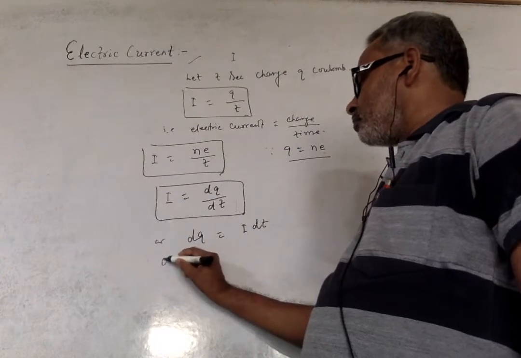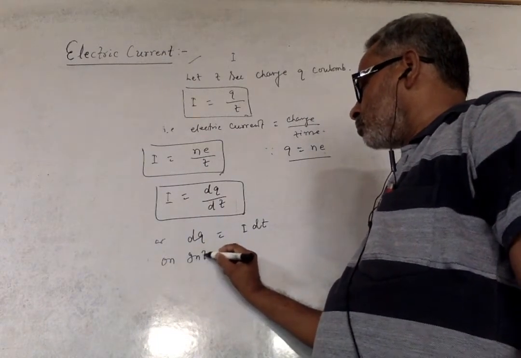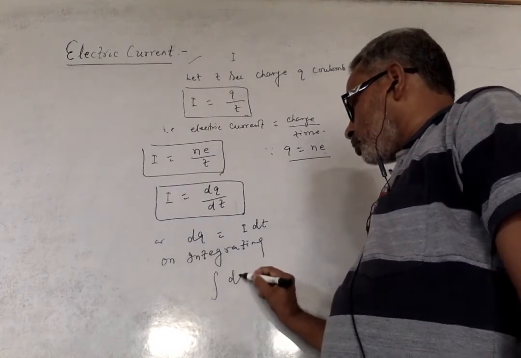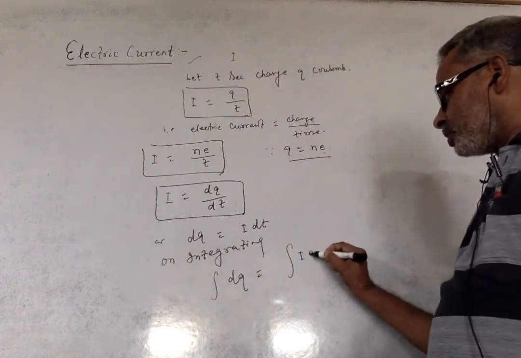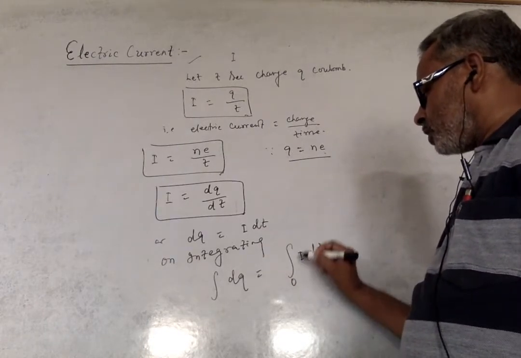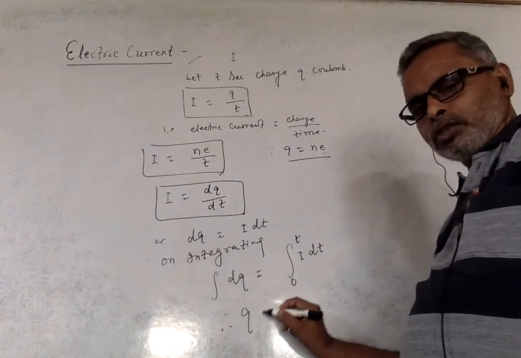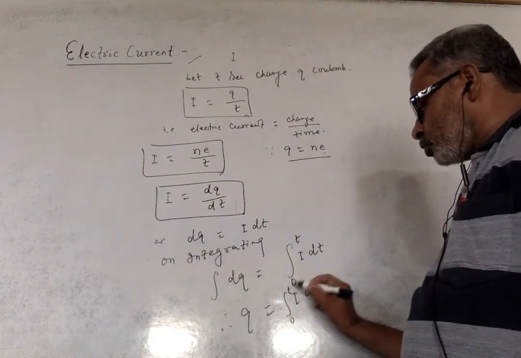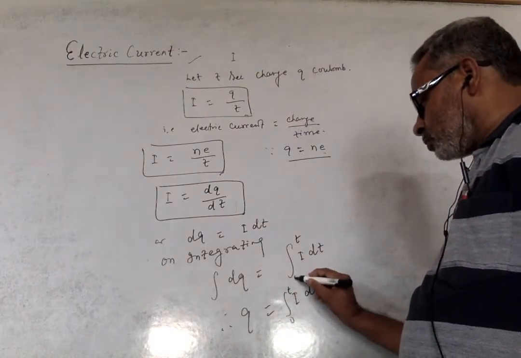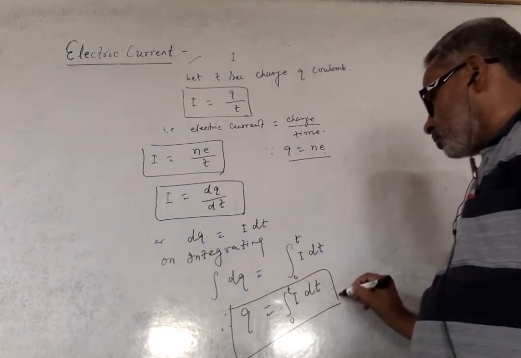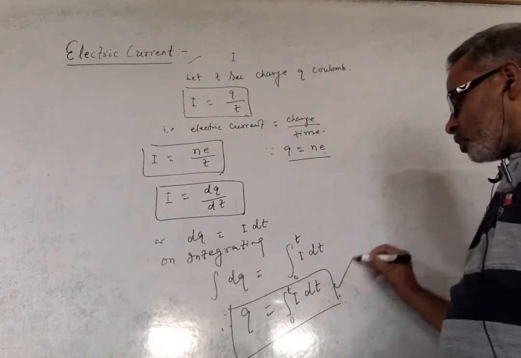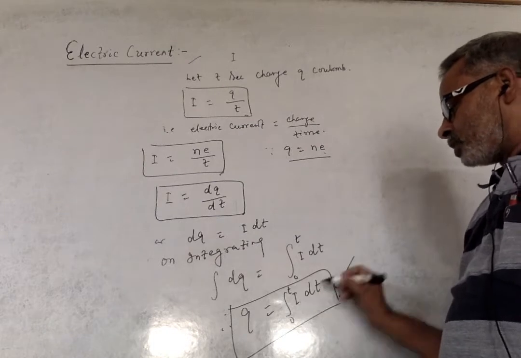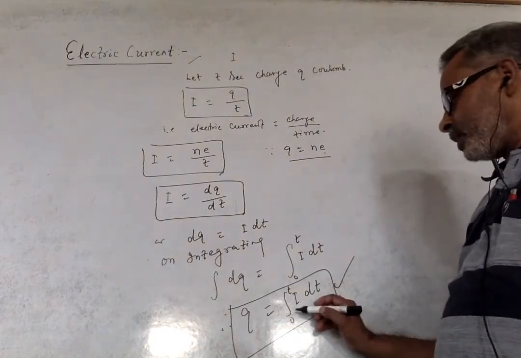On integrating dq equal to I dt, with limits 0 to t, q equals the integral of I dt from 0 to t. Using this formula, we calculate the charge if we are given an equation of I in terms of time.